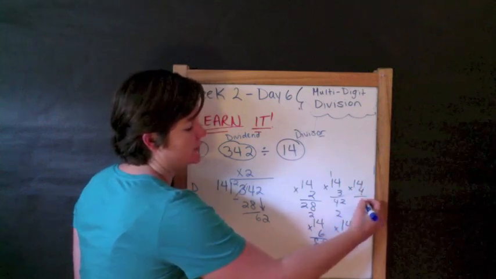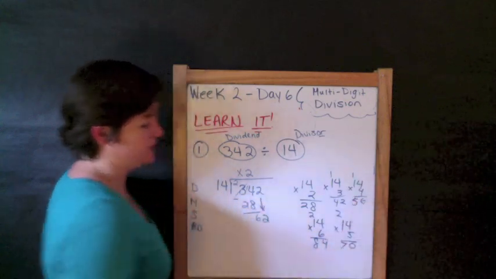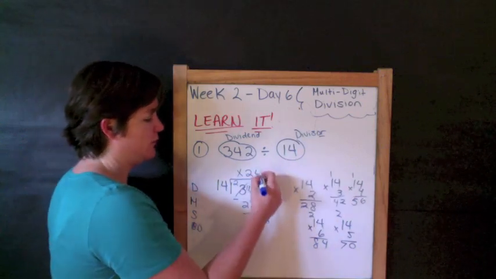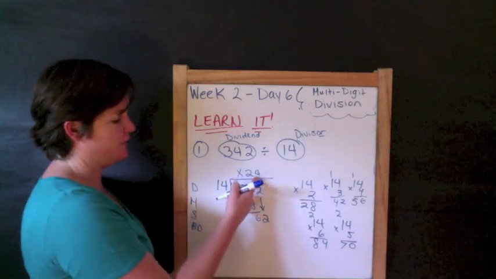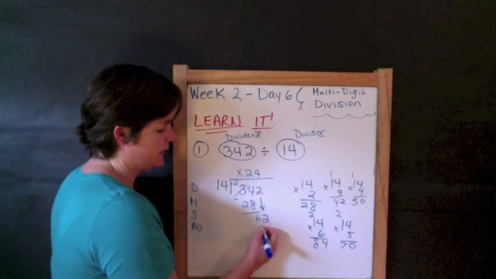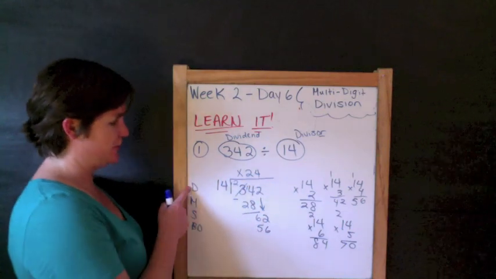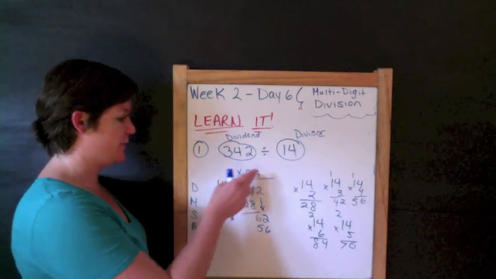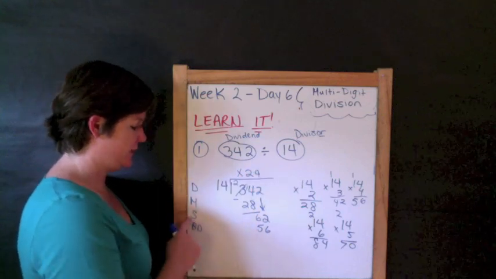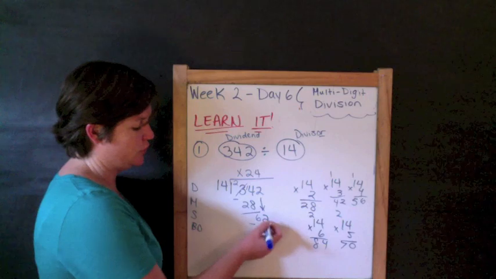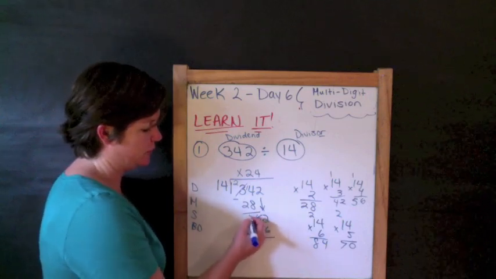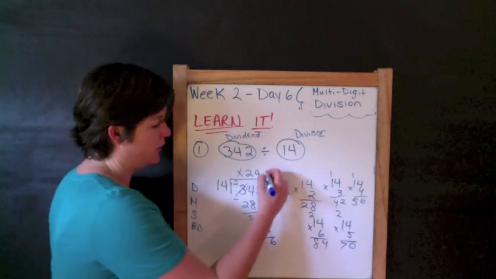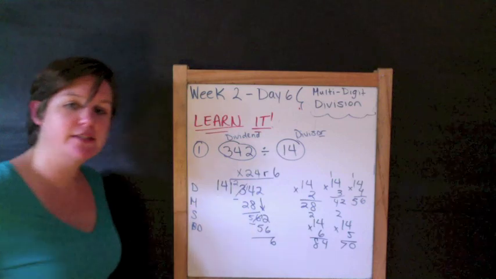14 times 4 is 56, which I could take away from 62. So we're going to put the 4 right there because 14 times 4 is 56. That was my division step, figuring out about how many times it goes into 62, and my multiplication step, because 4 times 14 is 56. Now I'm subtracting. 2 minus 6, I cannot do that. I need to regroup. 12 minus 6 is 6. So I've got 24 with a remainder of 6.